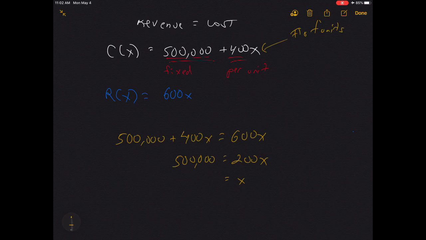No, I am not doing this in my head. I actually have it written down. This is 2,500. So basically what that's telling me is I need to sell 2,500 units of whatever this thing is to break even. So I have not lost money now. I haven't made any money. So once I sell 2,501 units, I'm actually now starting to make money. So that's the idea. x is the amount that you would have to sell to break even.